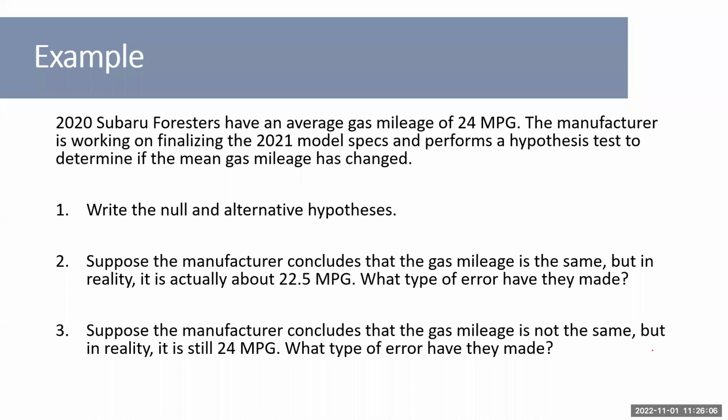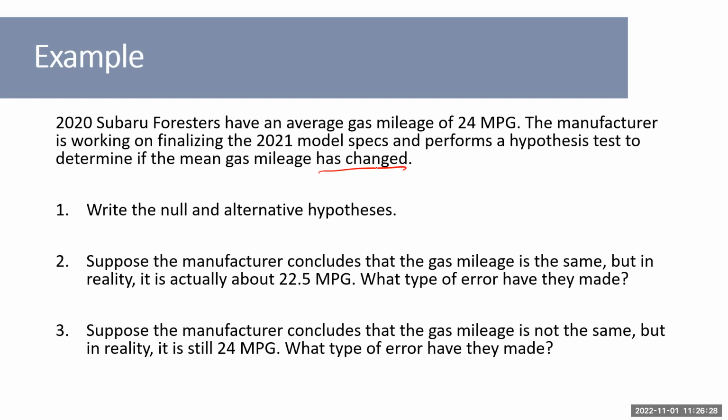Okay. 2020 Subaru Foresters have an average gas mileage of 24 miles per gallon. The manufacturer is working on finalizing the 2021 model specs and performs a hypothesis test to determine if the mean gas mileage has changed. Okay, so the first thing we need to do, even if the problem doesn't ask, is set up our null and alternative hypothesis.